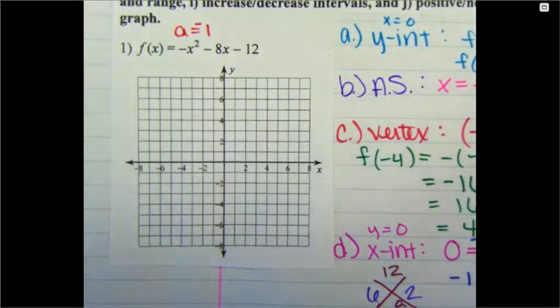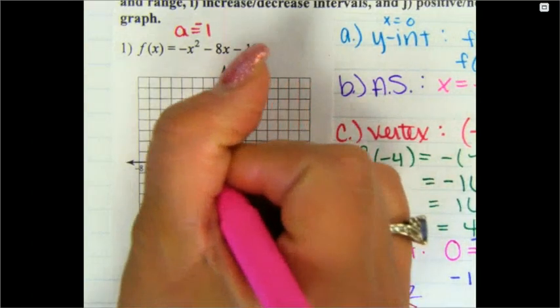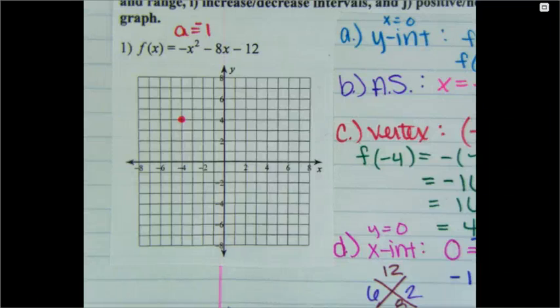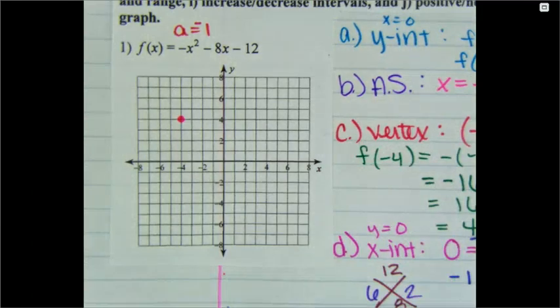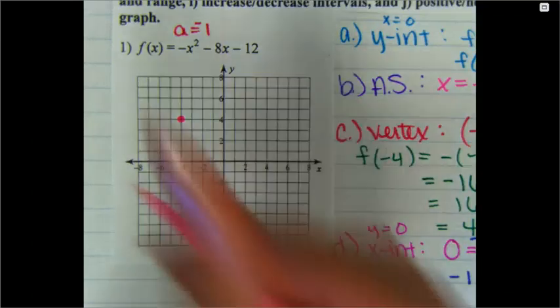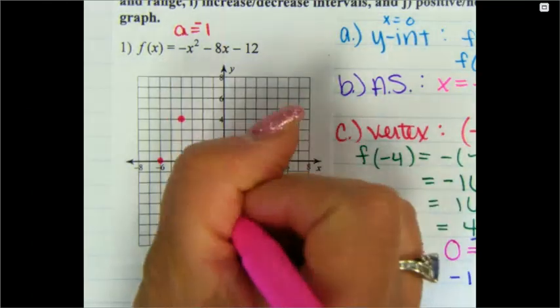First point I got. The vertex. Where's the vertex located? -4, +4. So -4, +4, right about there. Wonderful. After the vertex, we got the y-intercept. My y-intercept, does it fit on the graph? Well, no, it doesn't. It's 0, -12. It's way down here somewhere. It's down there. All right. What else? The x-intercepts. What are they? -6, 0, and -2, 0.